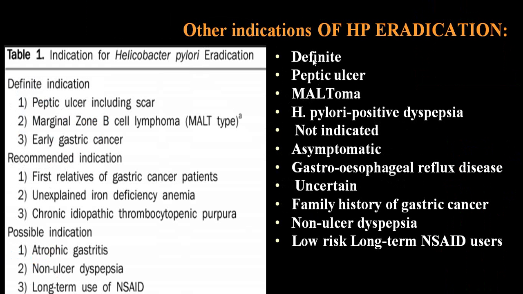Peptic ulcer, a definite case of H. pylori infection either by non-invasive or invasive technology, MALT tumors or MALT lymphomas, H. pylori positive dyspepsia, asymptomatic groups with H. pylori positivity, GERD, family history of gastric ulcer, non-ulcer dyspepsia, and long-term NSAID users at risk. In all these conditions you should go for H. pylori eradication. So there are definite indications, recommended indications, and possible indications. Definite: peptic ulcer including scar, MALT lymphomas, early gastric cancer. Recommended: gastric cancer in first-degree relatives, iron deficiency anemia, and chronic idiopathic thrombocytopenic purpura. Also in atrophic gastritis, non-ulcer dyspepsia, and long-term use of NSAID, etc., you should go for HP eradication.